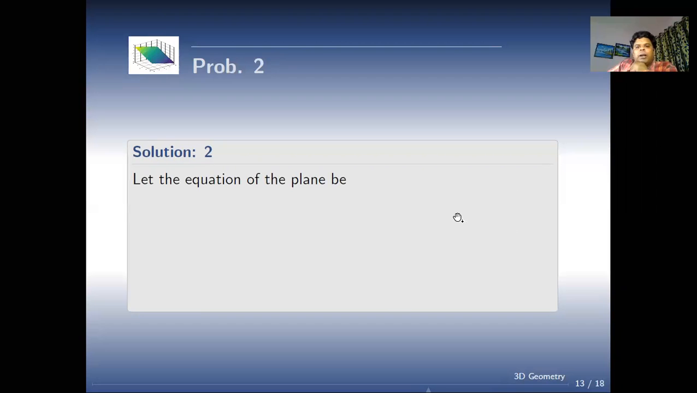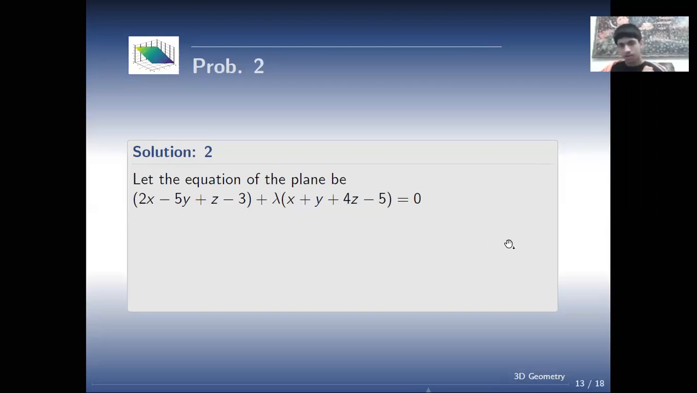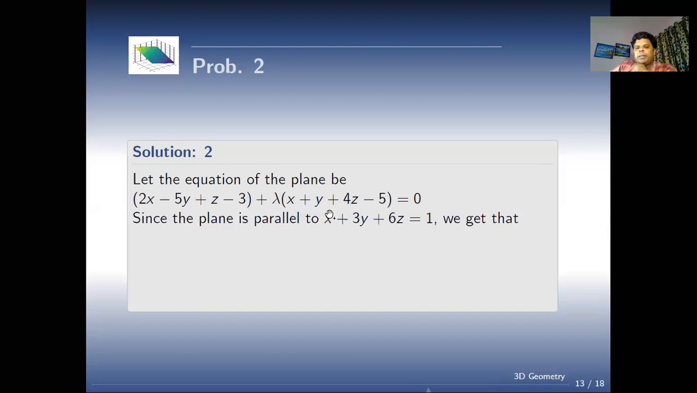So now I have the first plane: 2x minus 5y plus z minus 3, plus lambda times (x plus y plus 4z minus 5), equals 0. But now I have to find what lambda is. Lambda is unknown. If I can find lambda, I'm done. Once lambda is found, the equation of the plane is found. I also know that this plane is parallel to x plus 3y plus 6z equals 1.